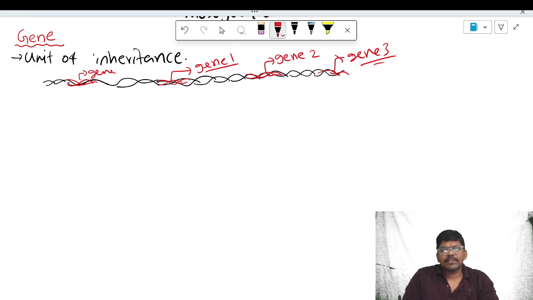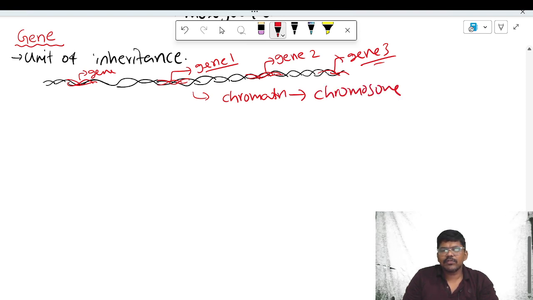The DNA which contains genes combines with the positively charged proteins and forms chromatin. Chromatin is later converted into chromosomes. Each chromosome contains the DNA along with the positively charged proteins. Hence, we can say that each chromosome contains many genes.